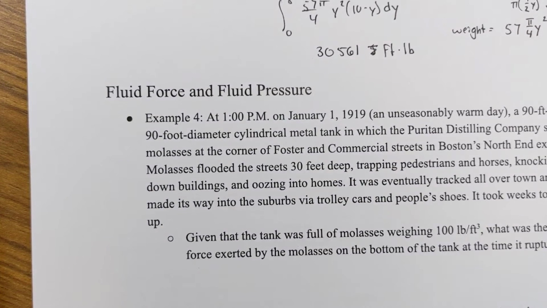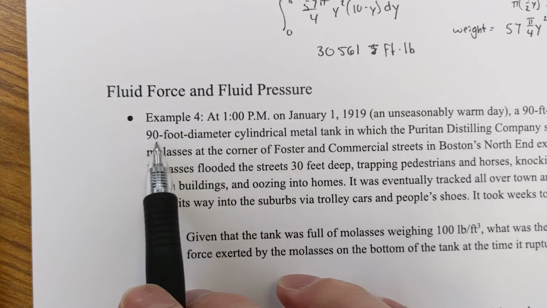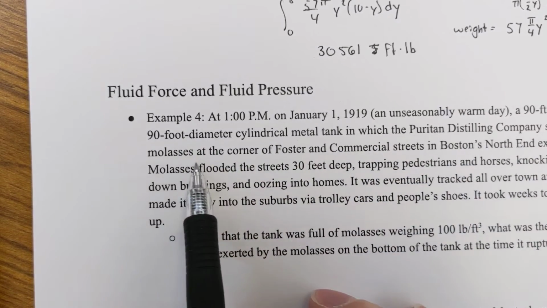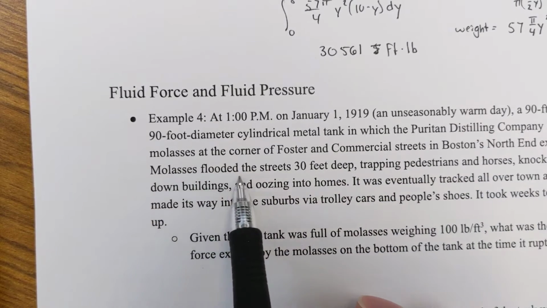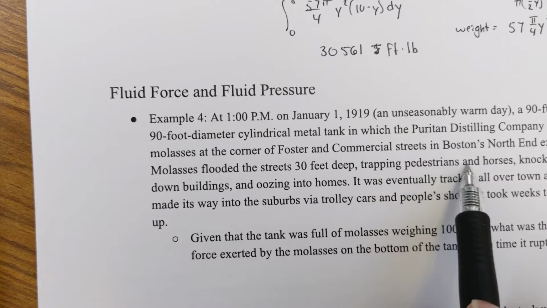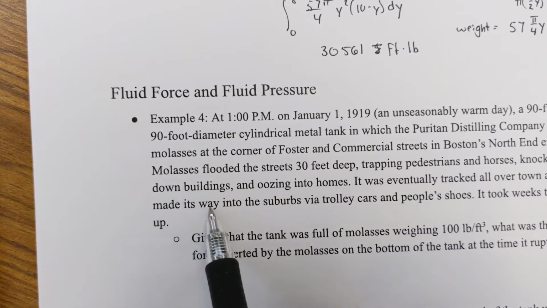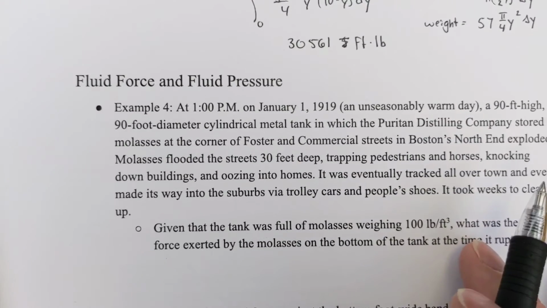All right, sample 4. At 1 p.m., January 1st, 1919, a 90-foot high, 90-foot diameter cylindrical metal tank with Puritan Distilling Company stored molasses at the corner of Foster and Commercial Streets in Boston's North End exploded. Molasses flooded the streets 30 feet deep, trapping pedestrians and horses, knocking down buildings, oozing into homes. It was eventually tracked all over town and even made its way to the suburbs via trolley cars and people's shoes. It took weeks to clean up.